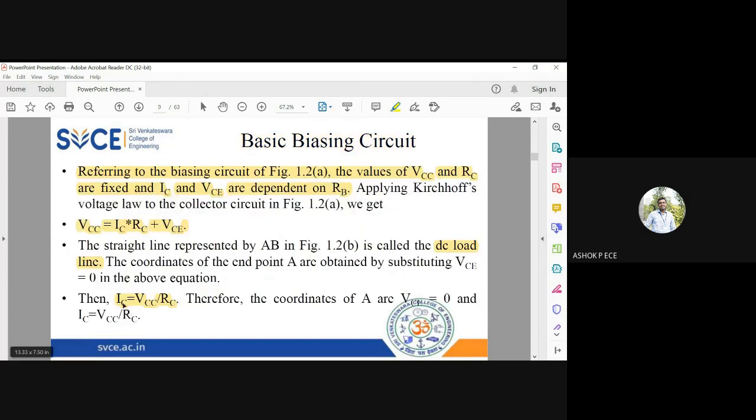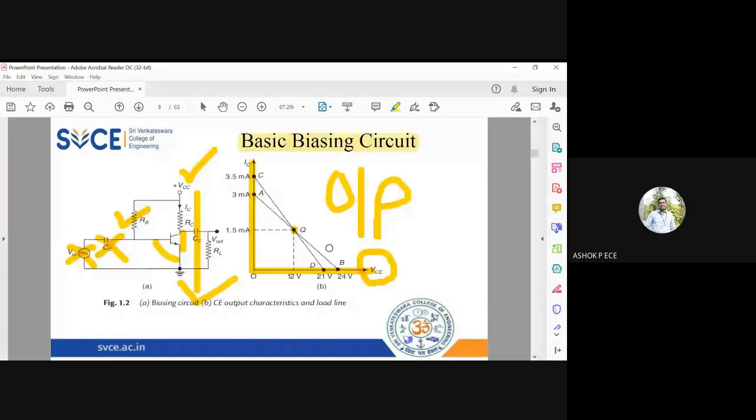This current is the maximum current which will flow in your transistor. IC equal to VCC by RC. When will this current flow? Maximum current flow in the transistor, can anybody say? At what condition will this maximum current flow happen in your transistor? Sir, when VC is equal to 0. Yes. Are we still in the active region when you put VC equal to 0? Where is my point actually? I'm going to the top of the line here.